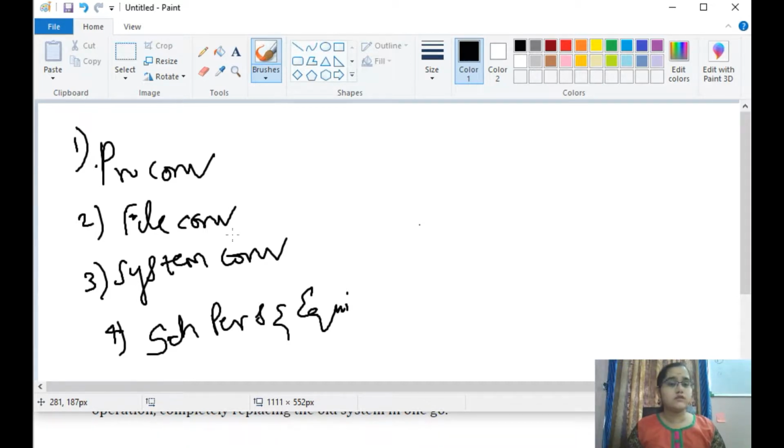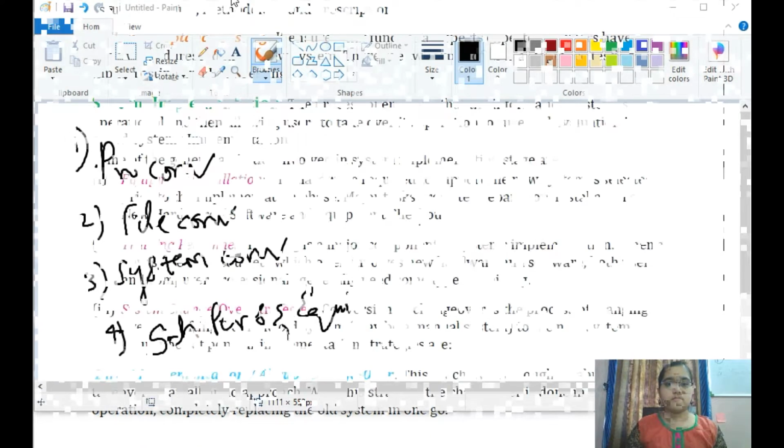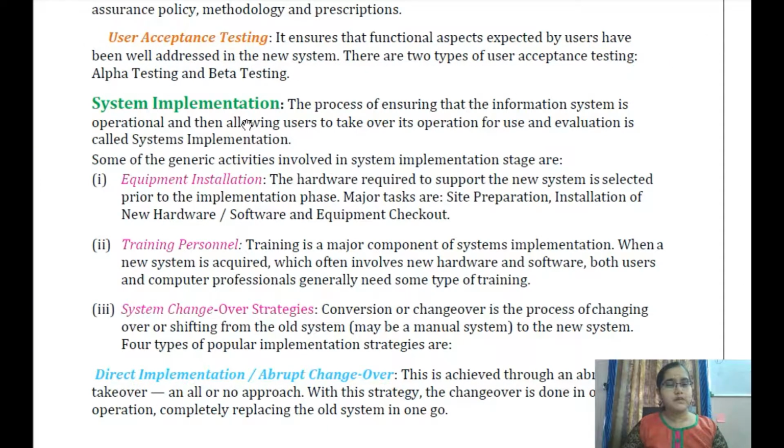So let us now see each of these, including the previous ones, in a very brief manner. System implementation is the process of ensuring that the information system is operational and allowing the users to take over its operation for use and evaluation. What are the activities involved? Equipment installation, training of the personnel, and system changeover strategy. Equipment installation has 3 major tasks: site preparation, installation of new hardware and software, and equipment checkout.